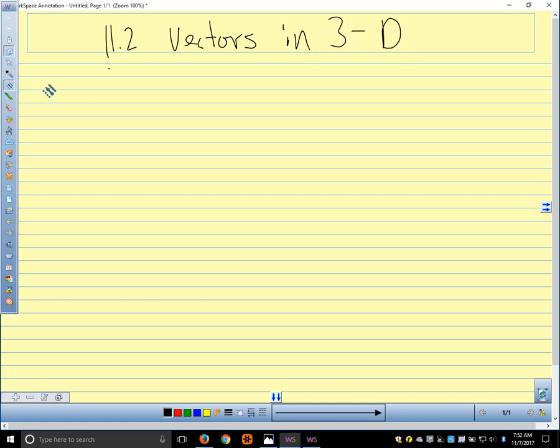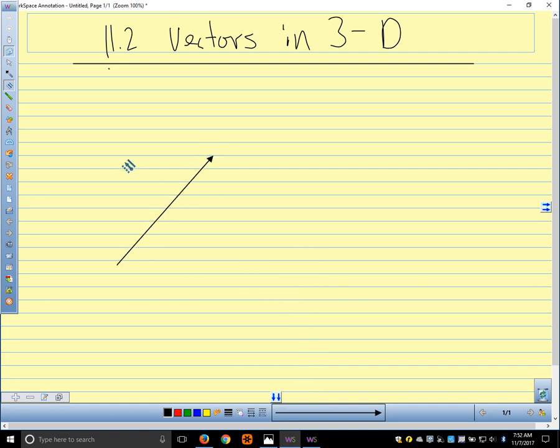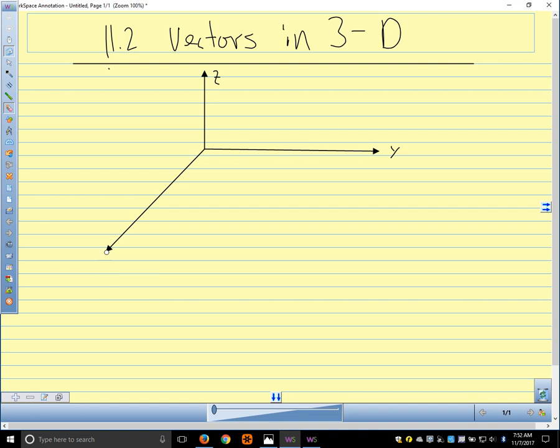All right, so we're going to talk about three-dimensional vectors. Now, to construct our three-dimensional vectors, we need a three-dimensional coordinate system. So what we're going to do is take our x and our y axis that we're familiar with, and we're going to add a z-axis that is perpendicular to both. And I'm just going to make this a little shorter.